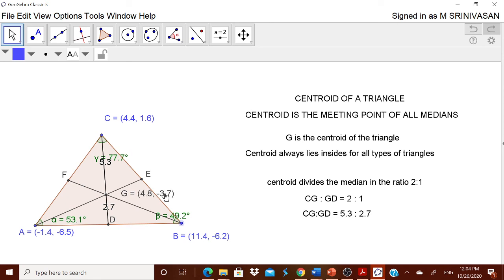Okay, now in this worksheet what we have done is we have asked the children, what do you mean by centroid? What do you mean by median? It is the meeting point of all the medians. Then you asked them, what is the speciality of the centroid? It always lies inside. Let them come and check it out. And the centroid always divides the median in the ratio 2:1. And to add to it, you can ask them to find the coordinates of the centroid, making use of the coordinates of the vertices.